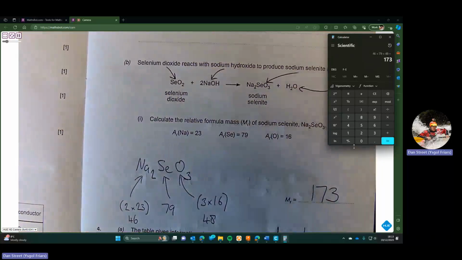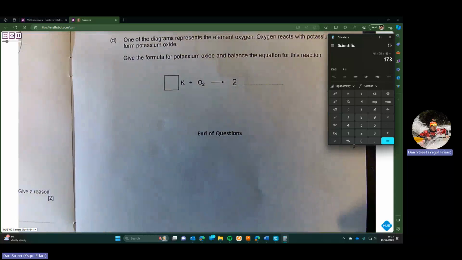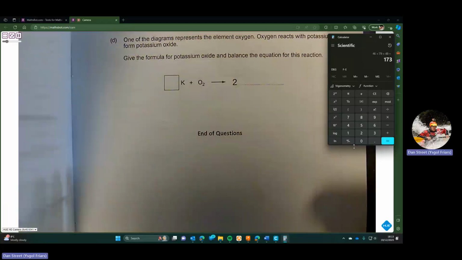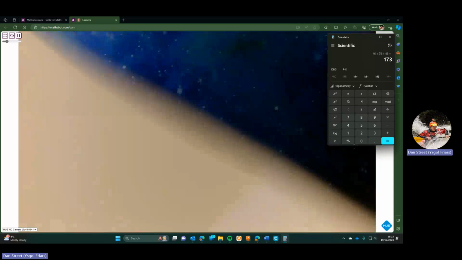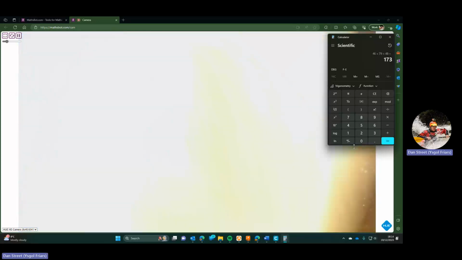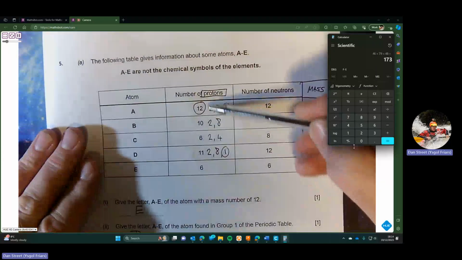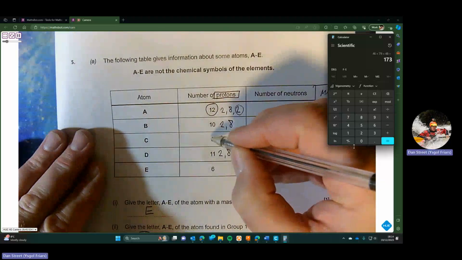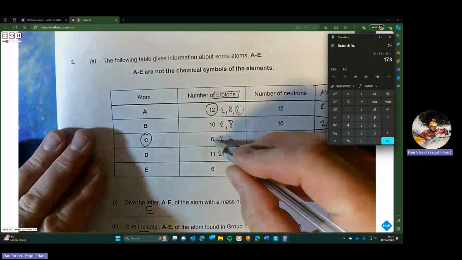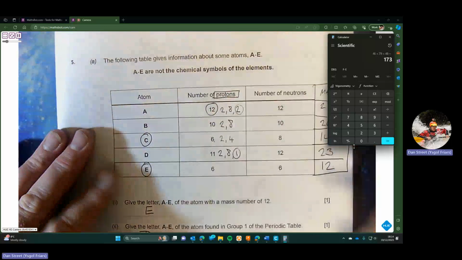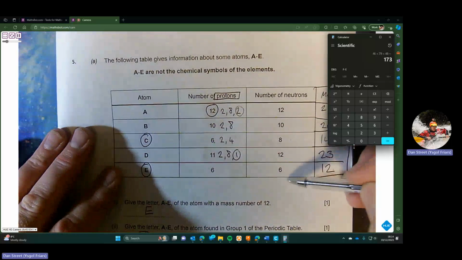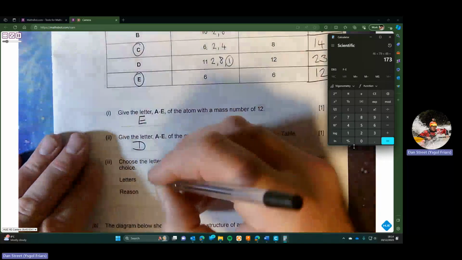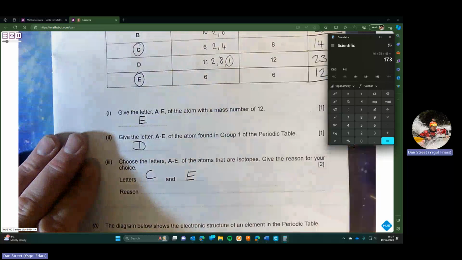It's an element with the same number of protons that makes it that particular element, but a different number of neutrons. So in order to answer this question, we need to find 2 elements with the same number of protons. And it seems that C has got 6 and E has got 6. However, there's a different number of neutrons. Okay, so the answer would be C and E.